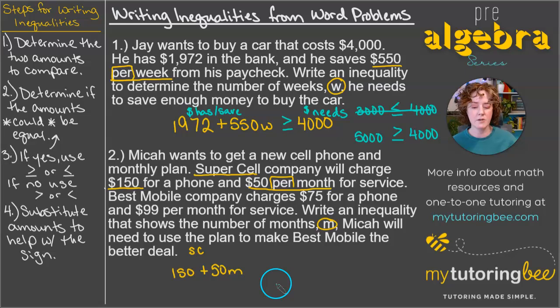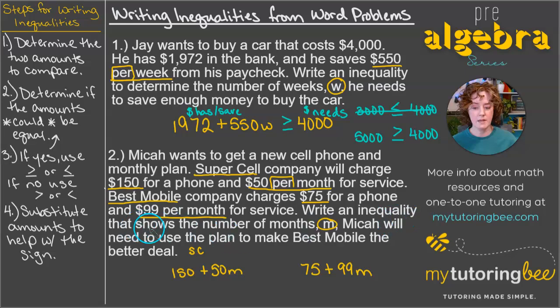All right, and then on the other side, we're going to leave this space in the middle blank so that we can put our inequality symbol in at the very end. The next company is Best Mobile. So Best Mobile charges $75 for a phone. So again, that's just a flat $75 fee for a phone, and then $99 per month. So there's that per again. So we're adding 99m because that 99 times the number of months will be the service fee that Micah has to pay. So now let's see what inequality symbol is going to go here.